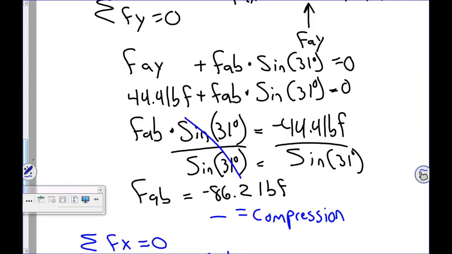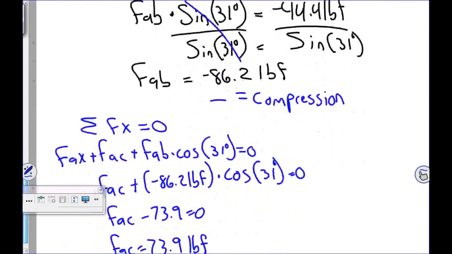Okay. Go ahead and scribble down negative means compression. That beam is in compression. It's trying to squish itself. Is that important information to know? Well, yeah. Okay, now last step. I know FAB. Now what can I do? So for the other one.